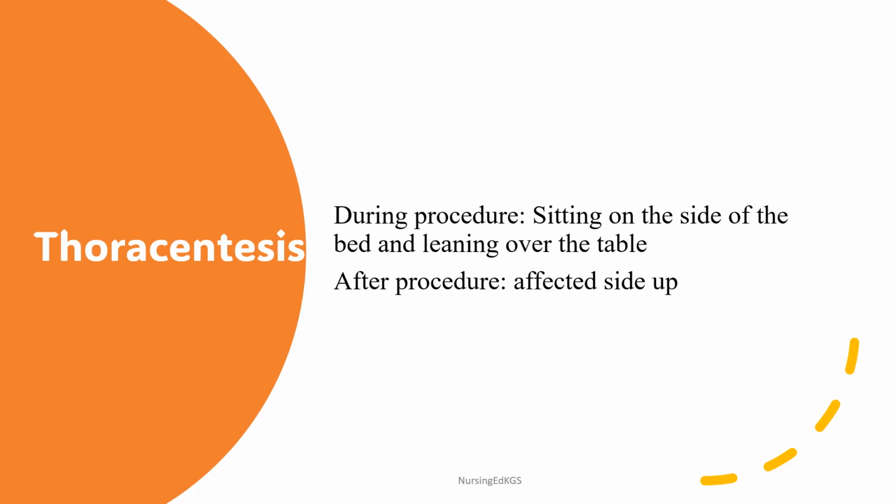So for a thoracentesis, during the procedure, the patient can sit on the side of the bed and lean over the table. After the procedure, the affected side, or the side the procedure was done on, should be up. So they should lie on their unaffected side.